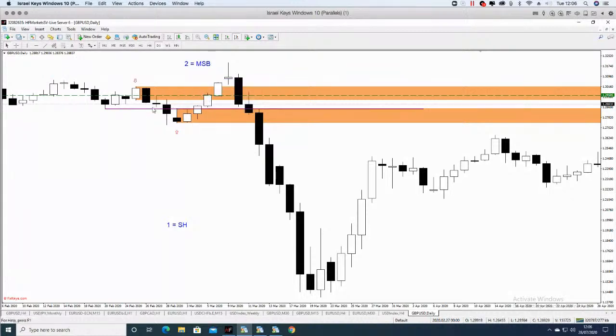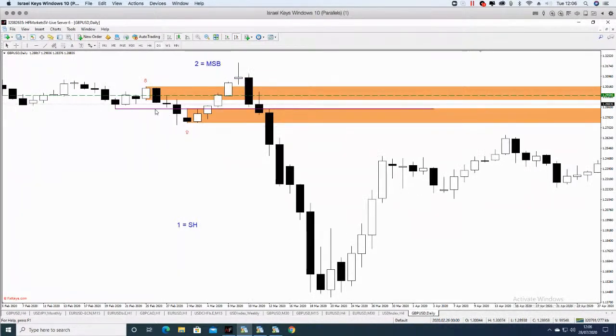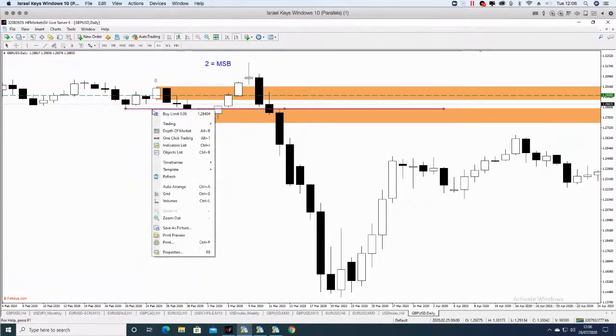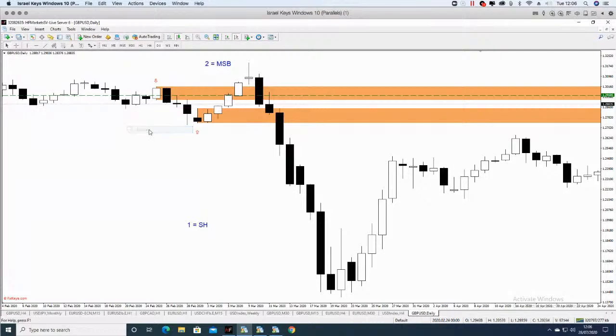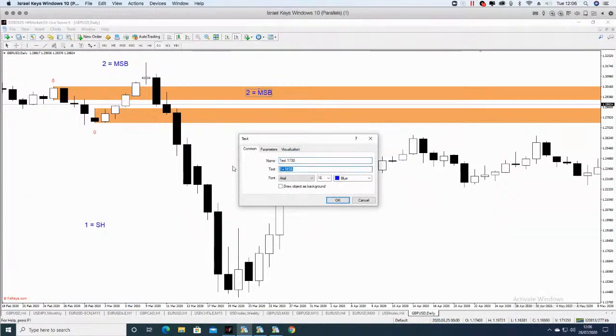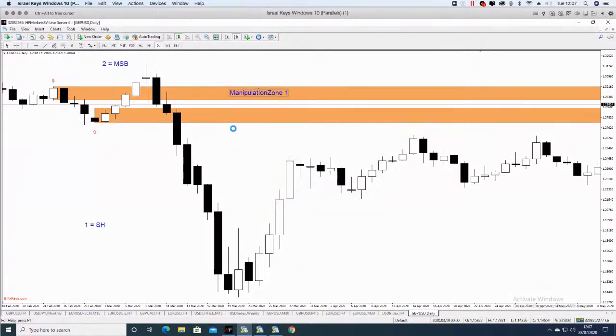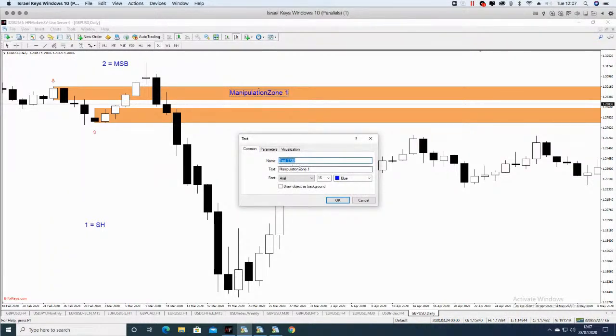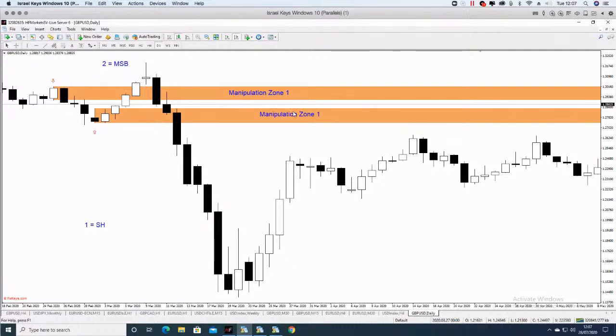Right, gents, ladies, fellas, gals, girls, guys, you now have two manipulation zones. We're going to call them manipulation zone 1 and manipulation zone 2.